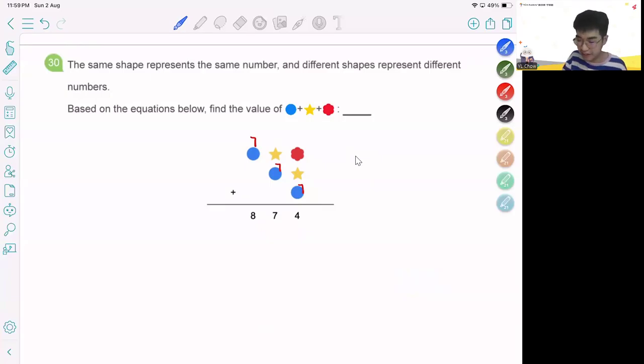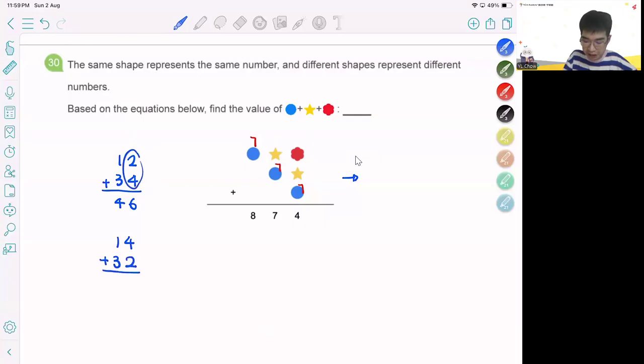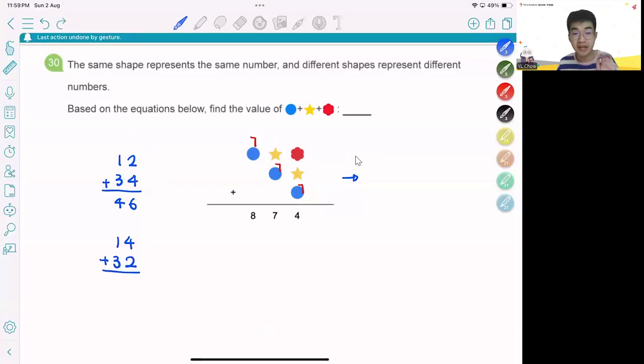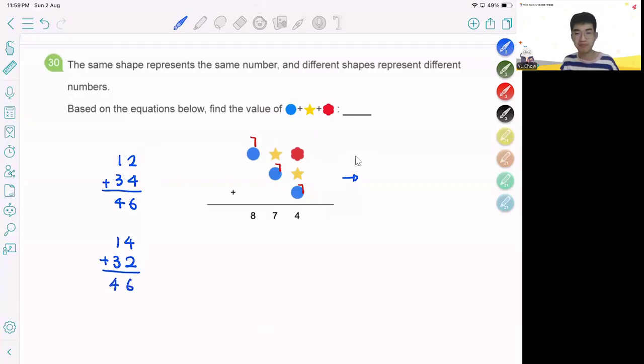So actually, before I proceed, here's a little trick, right? For example, let's say I have 12 plus 34, right? What's the answer? 46, right? Now, what if I shift these two digits within a column? Within the column, I shift the position of these two digits. Then I will get 14 plus 32, right? I just shift the position of the ones within the column. You will realize that the answer is still 46.